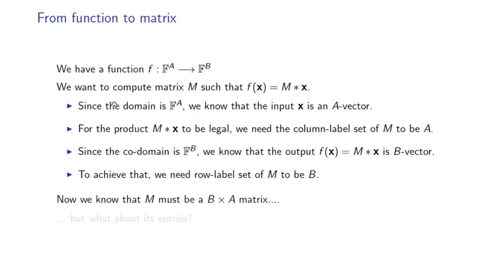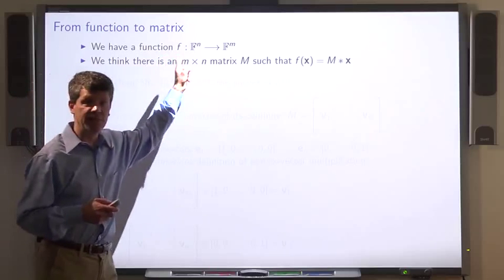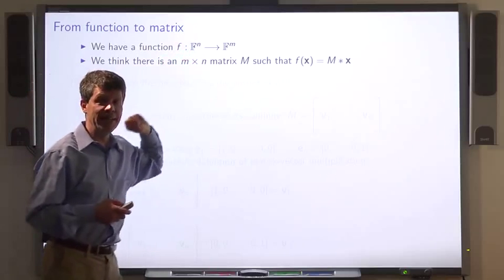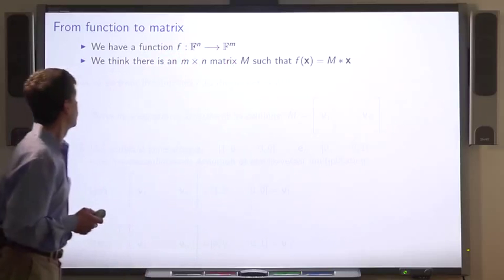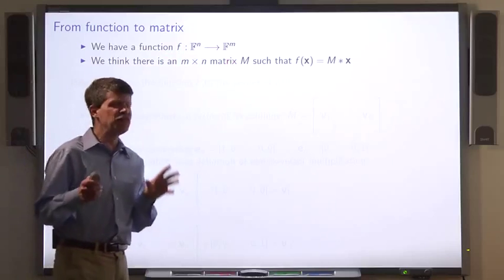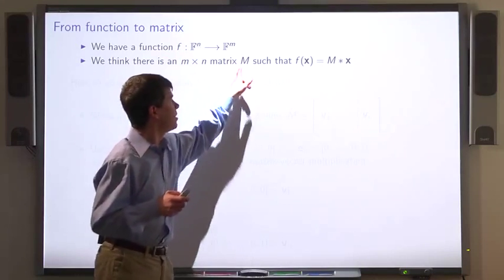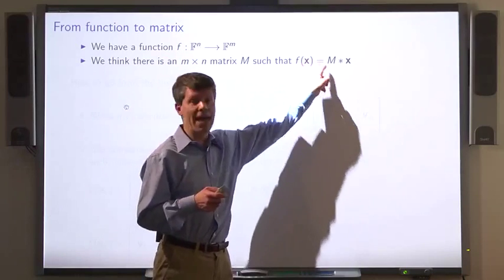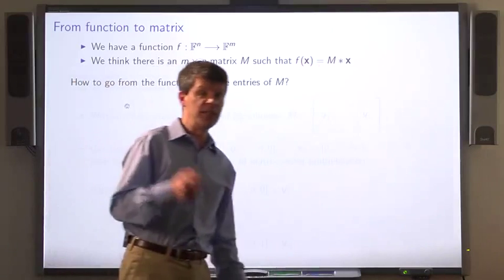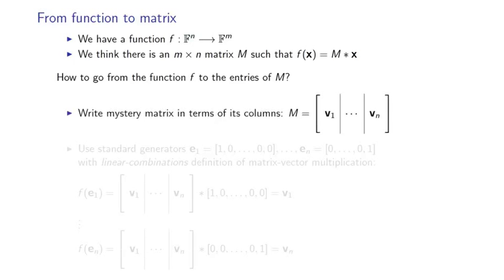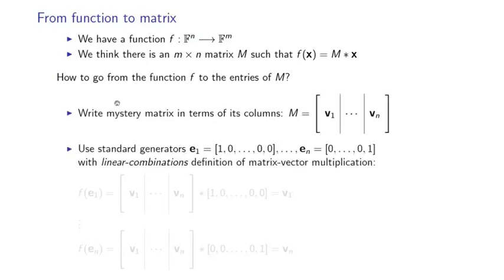Now, what are the entries of M? We have a function f, and let's say its domain is F^n and its codomain is F^m. We think there might be a matrix big M such that f of x is equal to M times x. How can we find out what the entries of this matrix are? Well, we start by writing this mystery matrix in terms of its columns. So let's say those columns are indicated as v1 through vn.